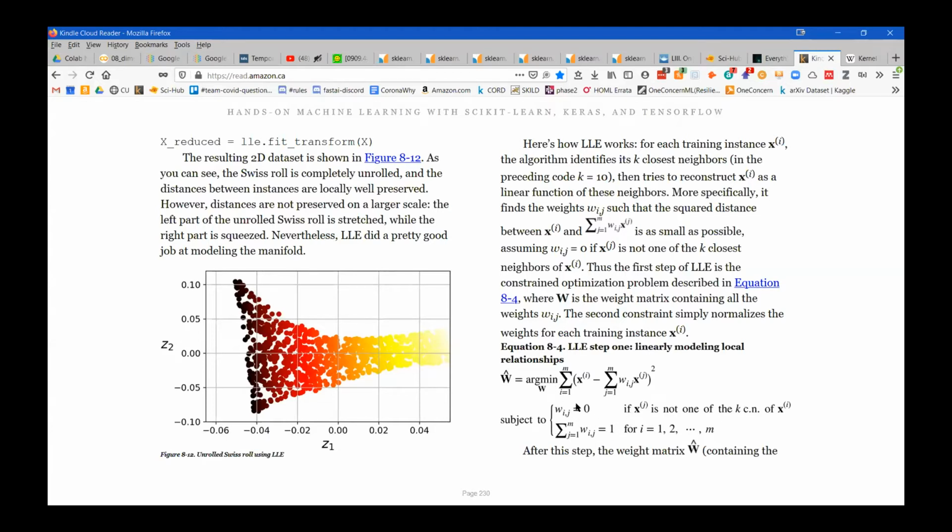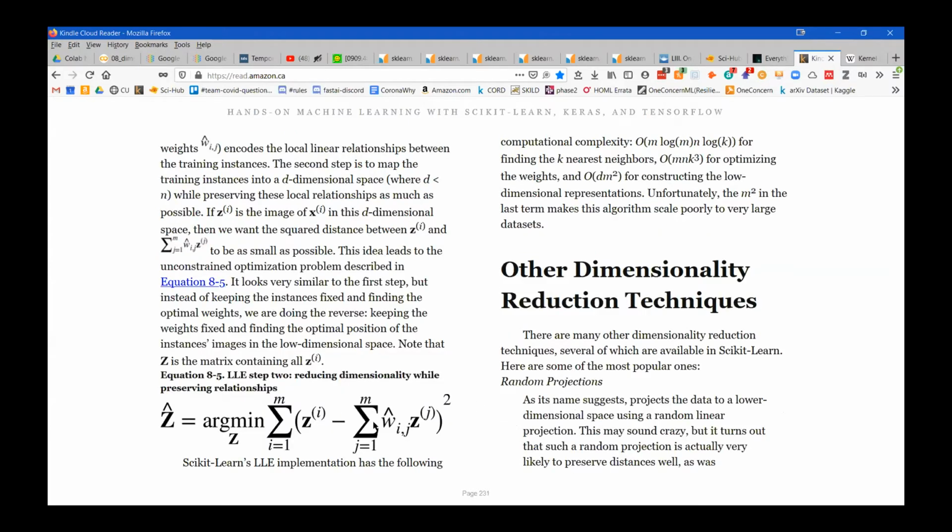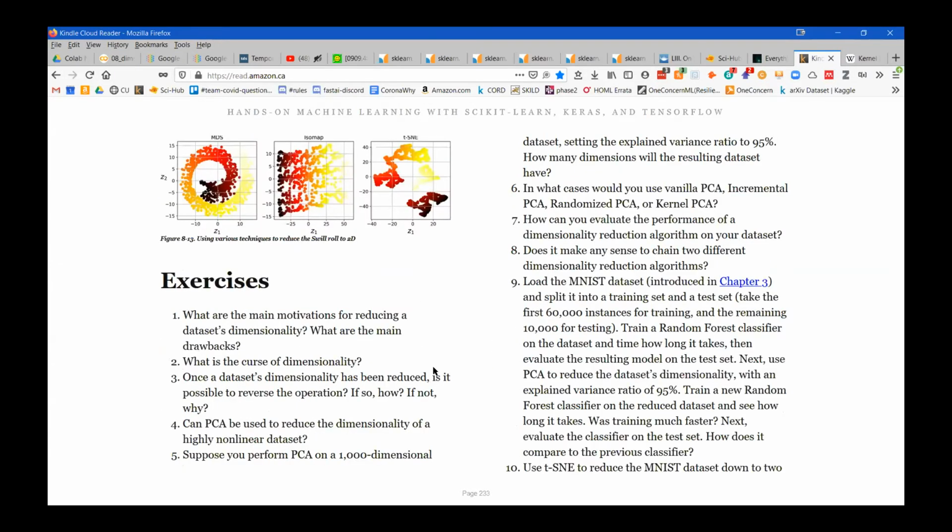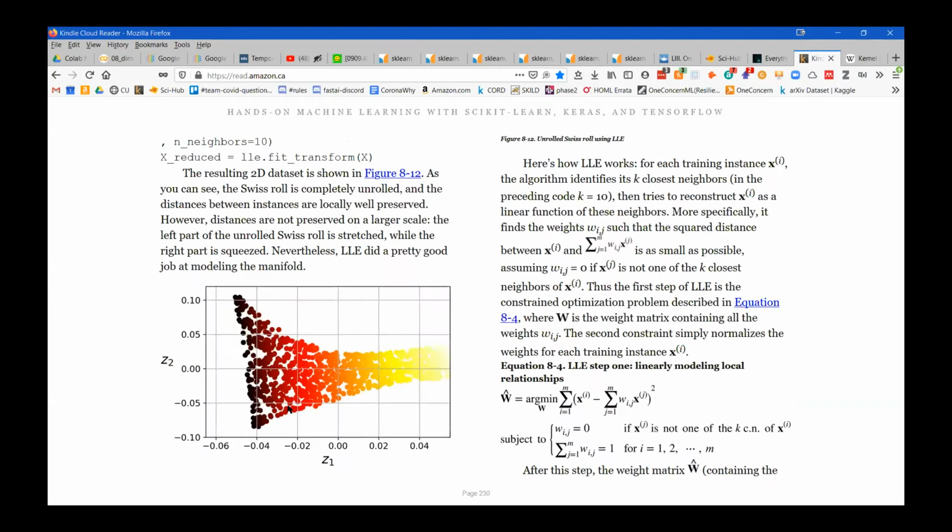So this is a constrained minimization problem. But the second problem, finding the coordinates, is an unconstrained minimization problem. So you find the z coordinates that minimize this expression. And then, let's see. So this is what it looks like after you do the local linear embedding.